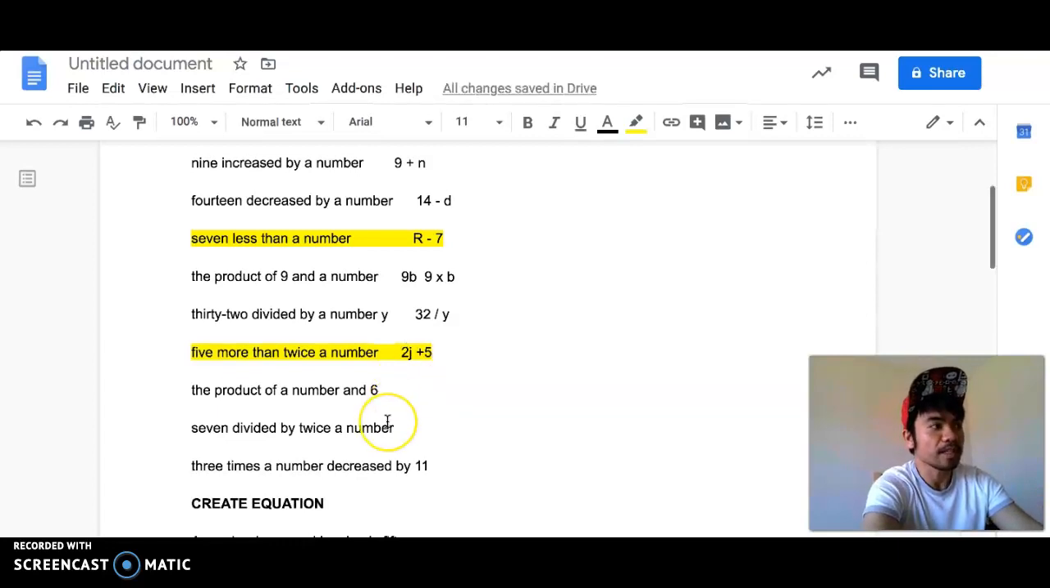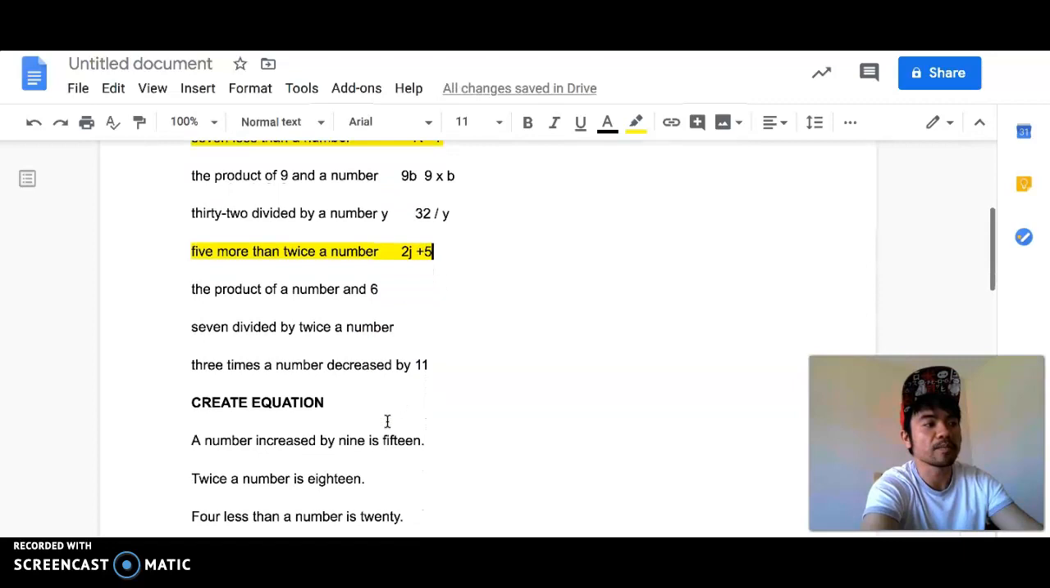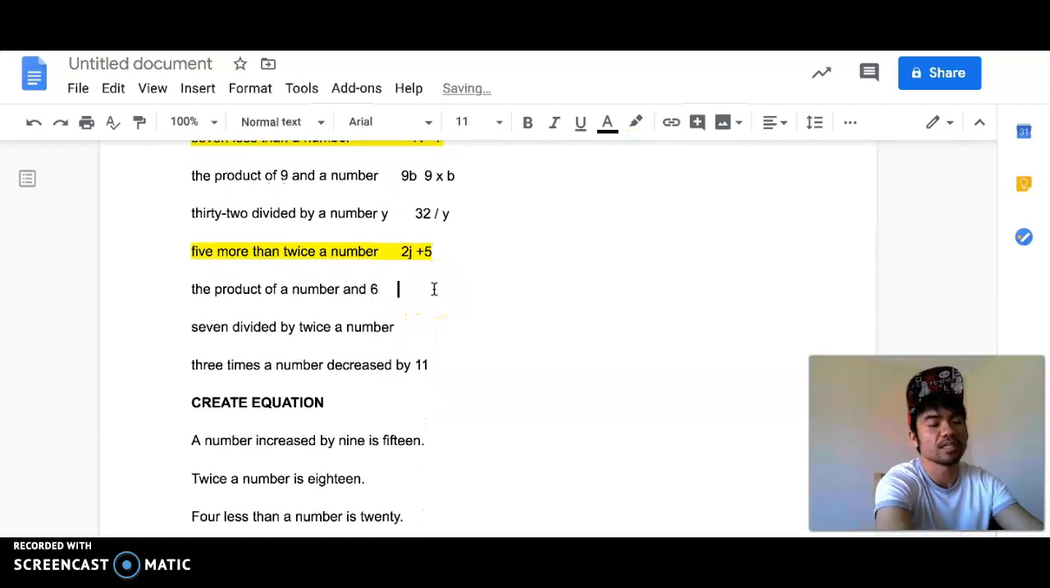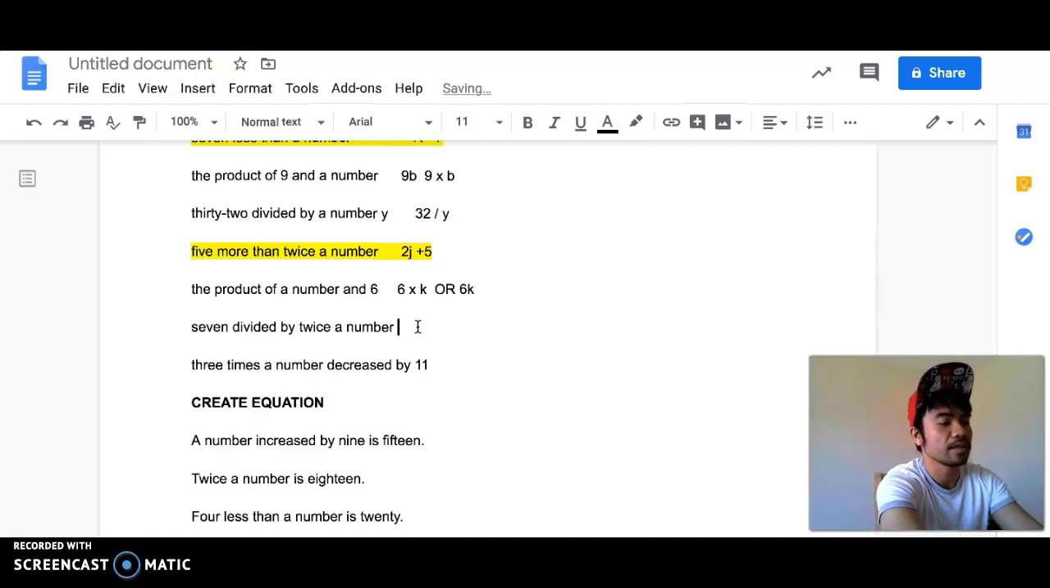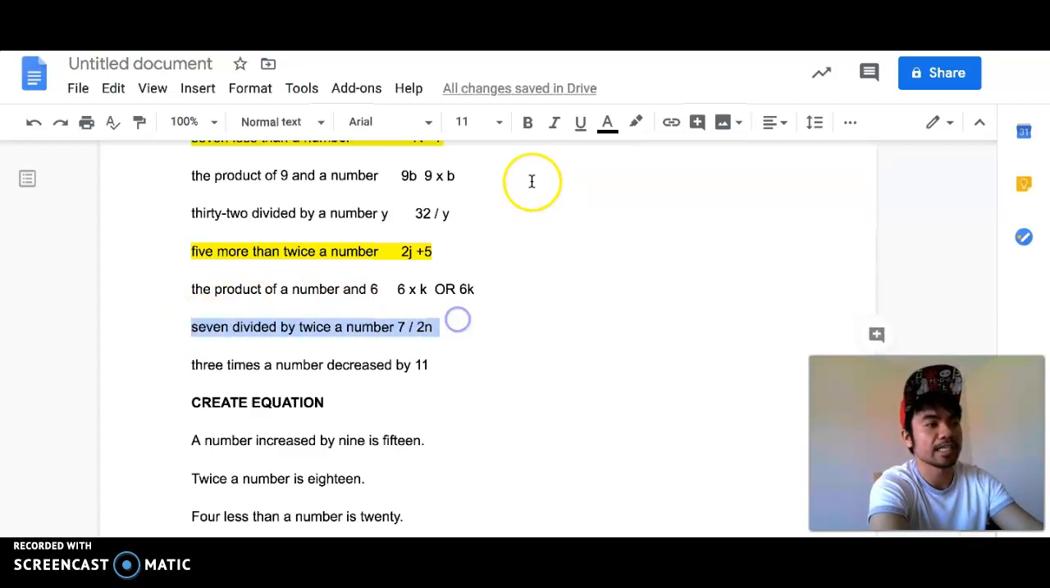Okay? Now this one, the product of a number and 6. Let's say the number was k. The product means you're multiplying, so it's going to be 6 times k, or 6k. Okay, easy. This one, 7 divided by twice a number. You're dividing by something, so it's going to be 7 divided by twice a number, 2n. Okay, so I'm going to highlight this one too because some of you might have questions on this one.